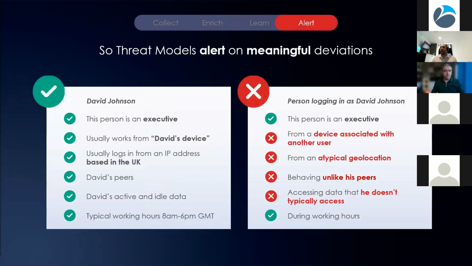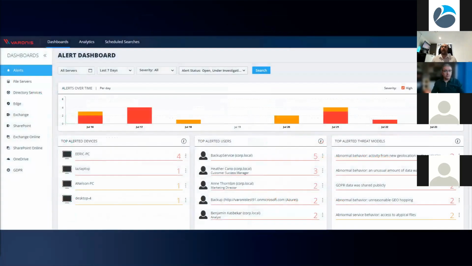Now, if we start to see any abnormal behavior from this particular user, then we can start flagging. So we've seen things like accessing from new locations, for example, or different times of the day. And then we start sending out these alerts. They appear in the console. They can also be sent via email or go to your SIEM tool, depending on what type of threat it is.